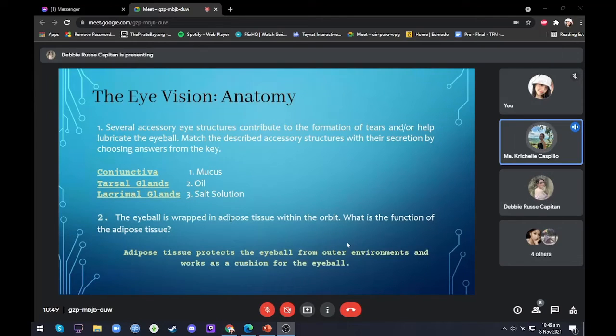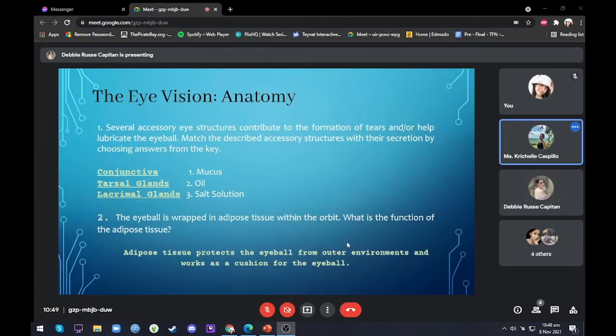Number 1. Several accessory eye structures contribute to the formation of tears and/or help lubricate the eyeball. Match the described accessory structures with their secretion by choosing answers from the key. Number 1 is mucus, which is the conjunctiva. Number 2, oil, which is the tarsal glands. Number 3 is salt solution, which is the lacrimal glands.